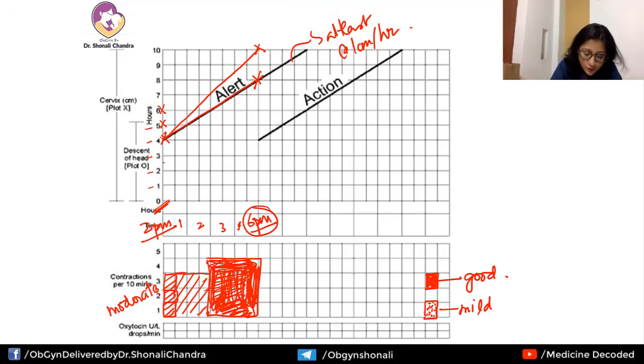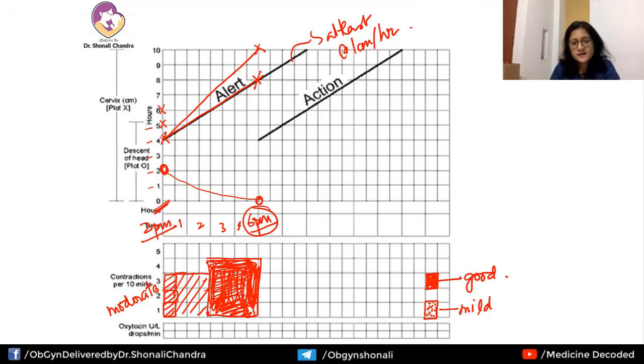So let's say at 2 p.m. she was at -2 station. We'll make a circle here. And at 6 p.m. if she is at 0 station, we'll make a circle here. So the descent has also progressed. So this is how a partogram is plotted in the normal circumstances.